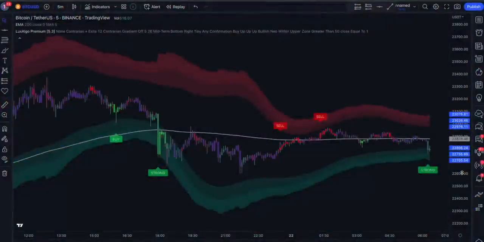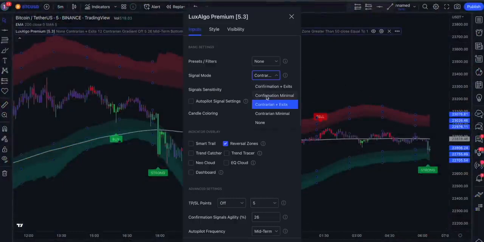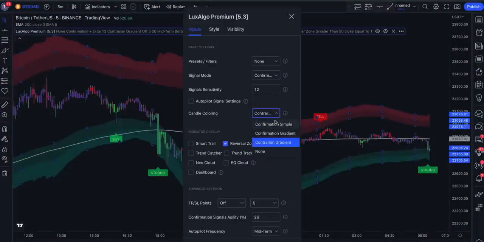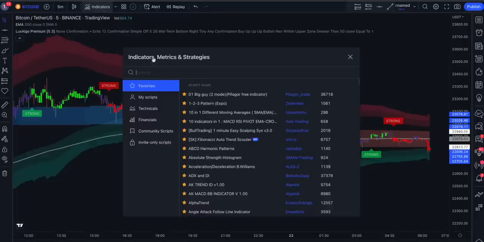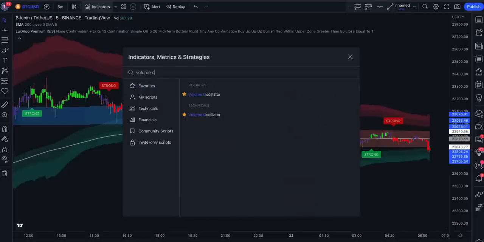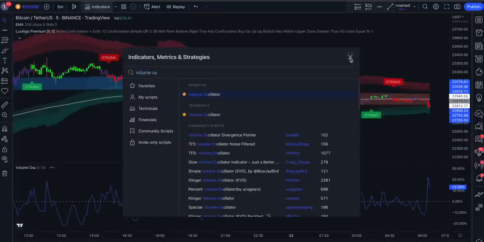Alright, now let's move on to strategy number 2. For this one, you will need to adjust the LuxAlgo indicator in the way I'm doing right now. So change the signal mode to confirmation plus exits and enable the Neo cloud. We will also need to add a volume indicator for the strategy. The best one I like to use is called a volume oscillator. Its settings will remain by default. Alright, the strategy is complete.